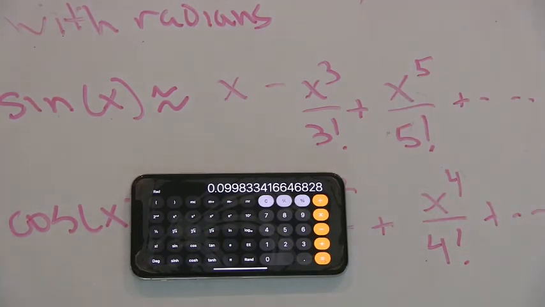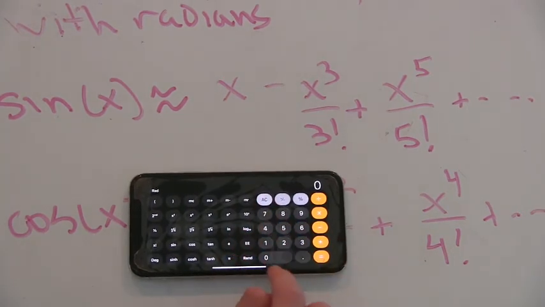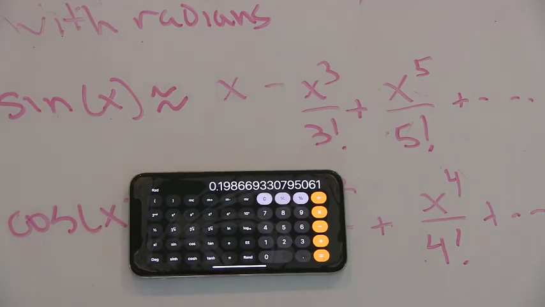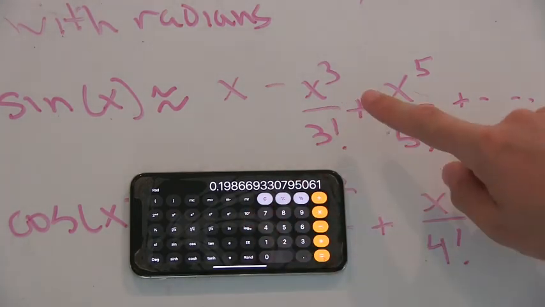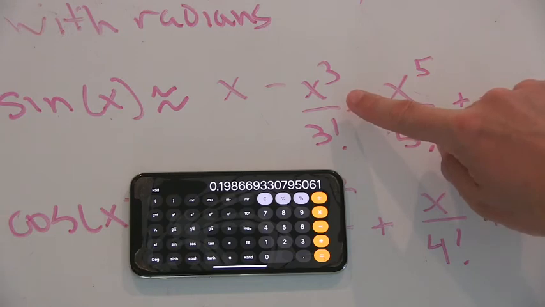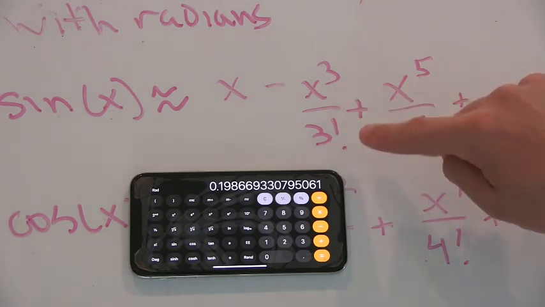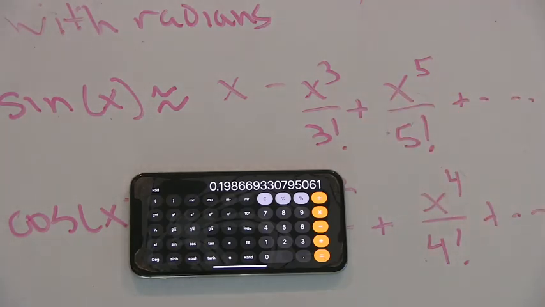So why don't you try 0.2? 2 and then sine. Alright, so we get certainly a little bit less than 0.2. It's about 0.002 less, well, even slightly less, but this would be 0.008 divided by 6. And so we get it, it's a little bit less.